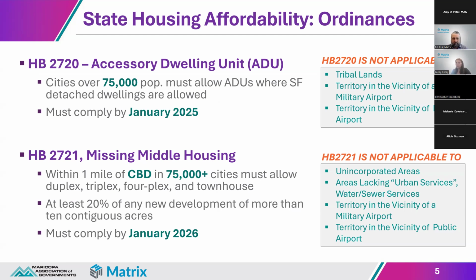There are some exemptions to that, though. There is an exemption for tribal lands. There's an exemption for those properties that are in the vicinity of a military airport, as well as those properties that are in the vicinity of a public airport, both as they're defined in state statutes. So in the West Valley, that's going to affect communities like Surprise, El Mirage, Goodyear, and Buckeye, and they're not going to be able to incorporate ADU allowances through the bill.